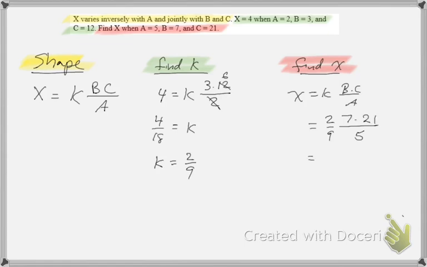So performing the multiplication, I'll do that by factoring everything. 2 times 7, 21 is 3 times 7, 9 is 3 times 3 times 5. There's a common factor of 3. When I multiply everything together, 7 times 7 is 49, times 2 is 98, over 3 times 5, which is 15.